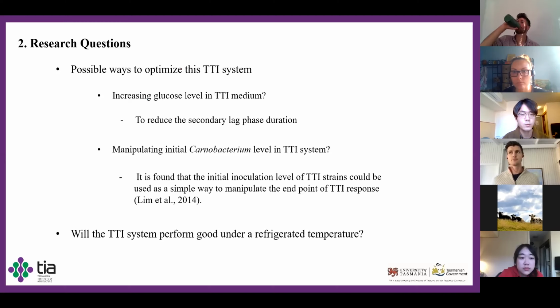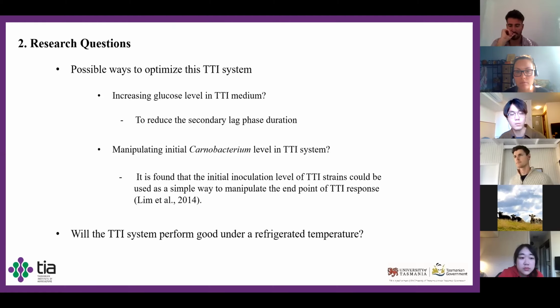Then we begin to consider some possible ways to optimize this TTI. We know this TTI is false because the color change is not obvious. So we may find many ways to accelerate the pH reduction, at least some possible ways on this page. Based on the information we already have, I decided to test increasing the glucose level and manipulating the initial Carnobacterium level.